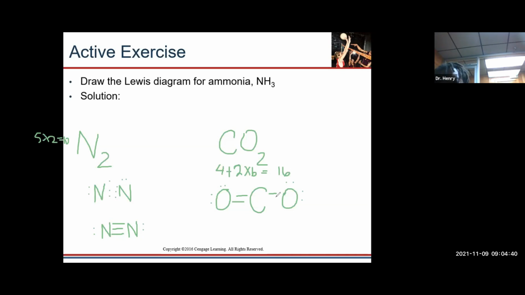Okay, so let's count the total number of valence electrons. So that's 2, 4, 6, 8, 10, 12, 14, 16. We got them all accounted for. So let's see if everybody reaches this octet. That's 2, 4, 6, 8 around this oxygen, 2, 4, 6, 8 around this carbon, 2, 4, 6, 8 around this oxygen. Okay, everybody happy? Okay, good.